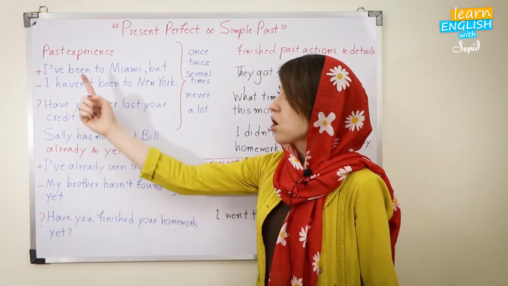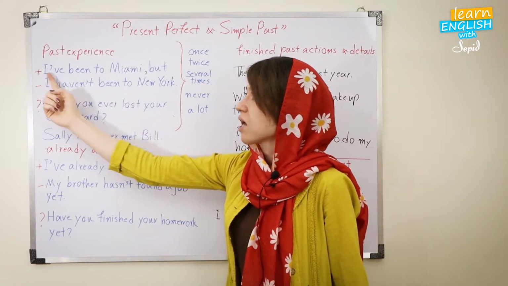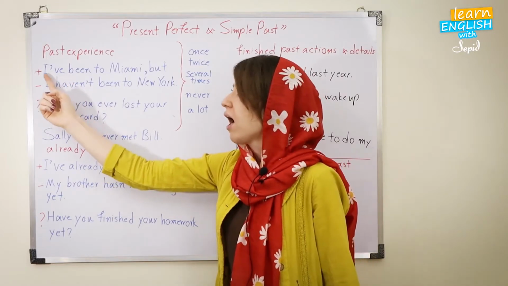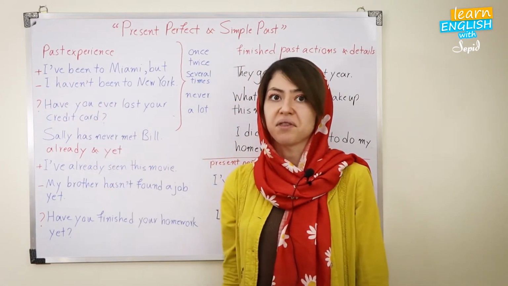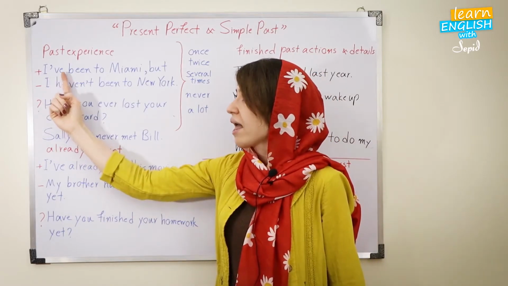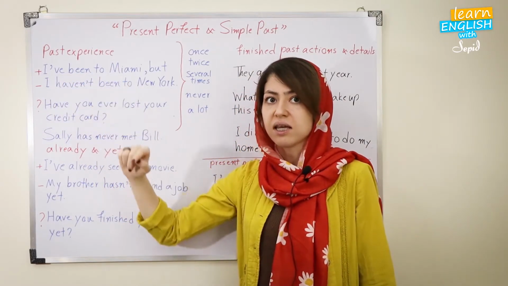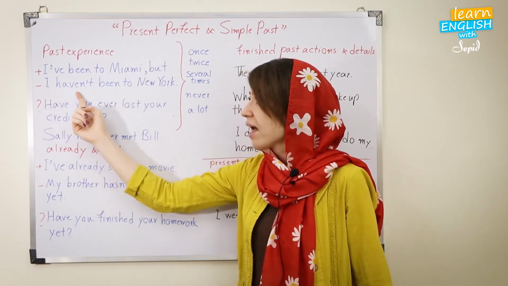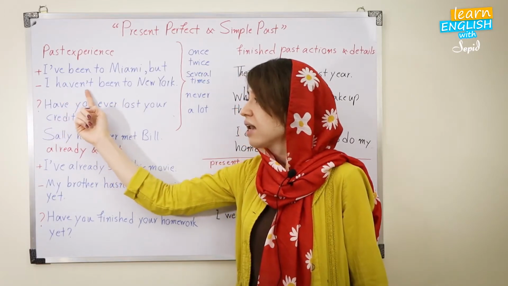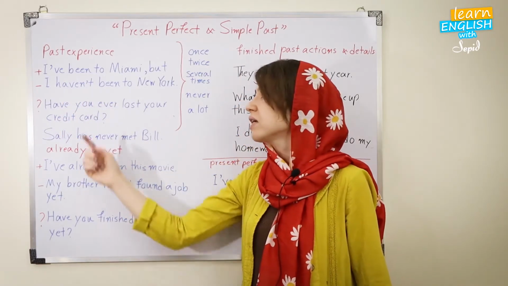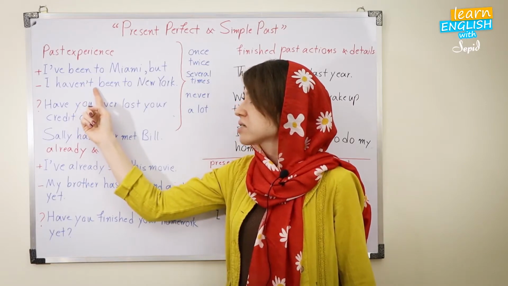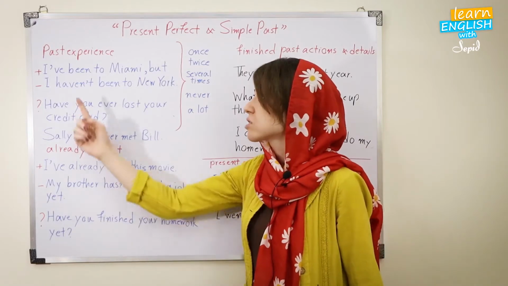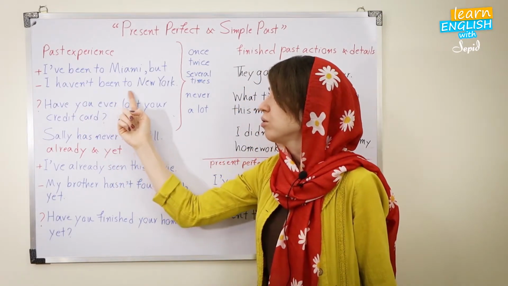Let's go. So, this was about the positive sentence. I have plus past participle. So, I have done something. Or I have been, as you see in this example. This is the negative form. I haven't, have not. Okay? If you want to make it negative, it is just necessary to put not beside have or has. So, I haven't been to New York.